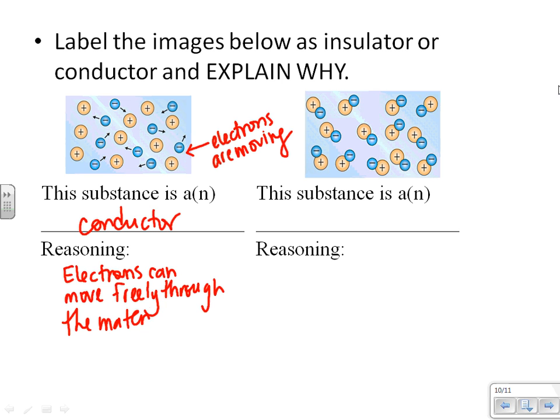Now, take a look at the second example. In this case, we've got positive and negative charges, and they're kind of stuck together. There's no arrows, so nothing's really moving around. So we call this one an insulator. And again, the reasoning, the electrons cannot move.